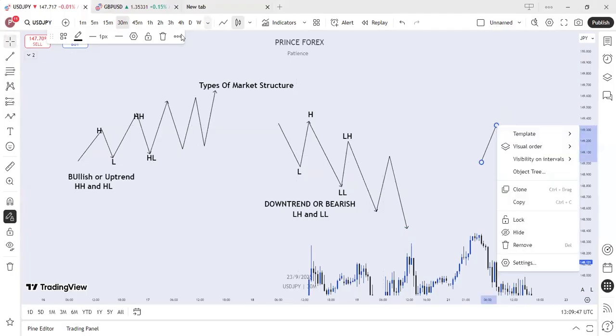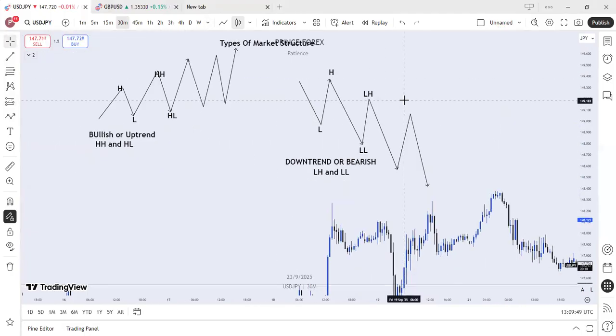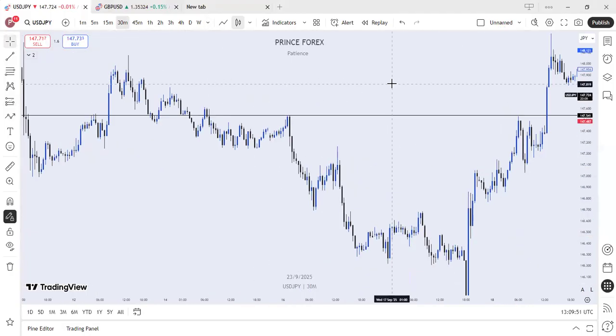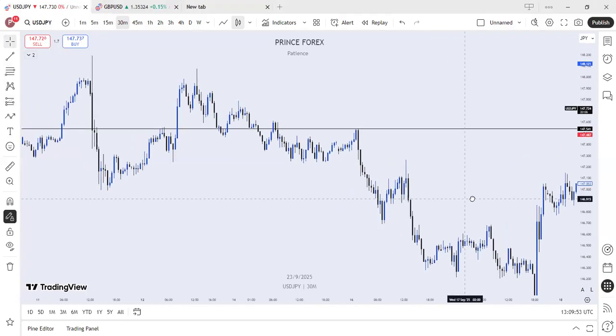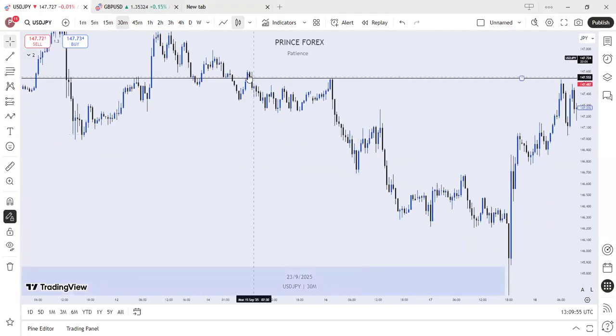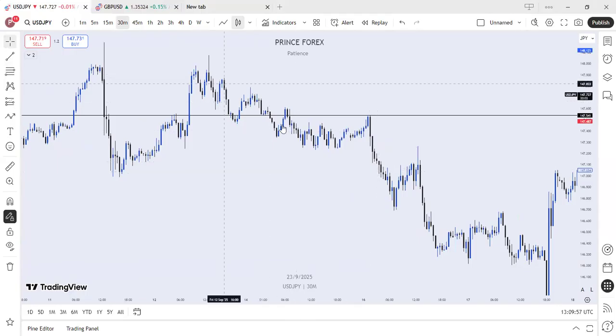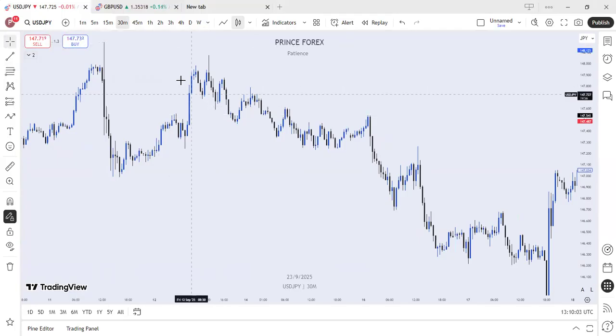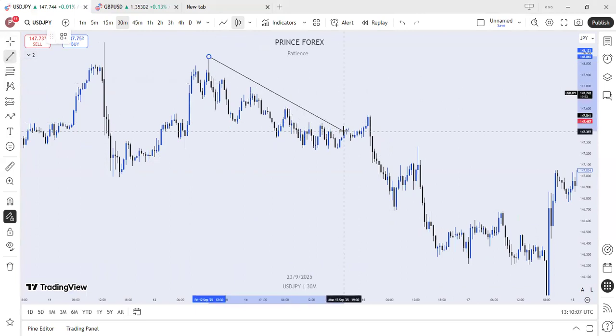Let me see if I can get some examples, a chart for you guys. All right. So if you can see from this down move over here, price was creating, this is a lower high.